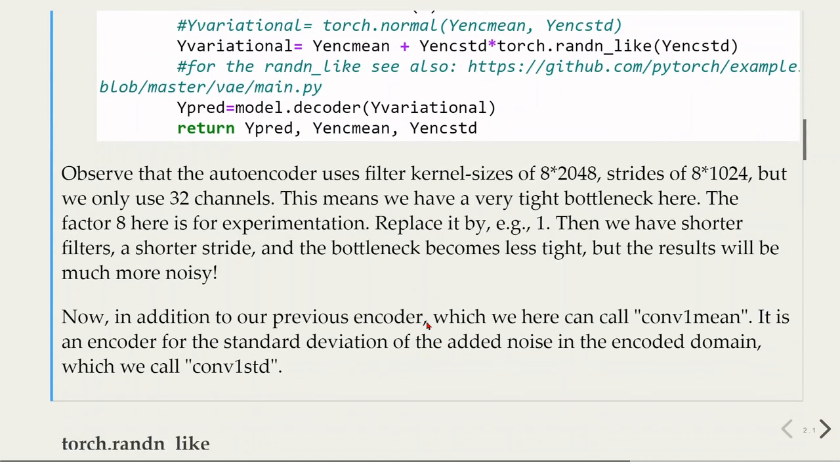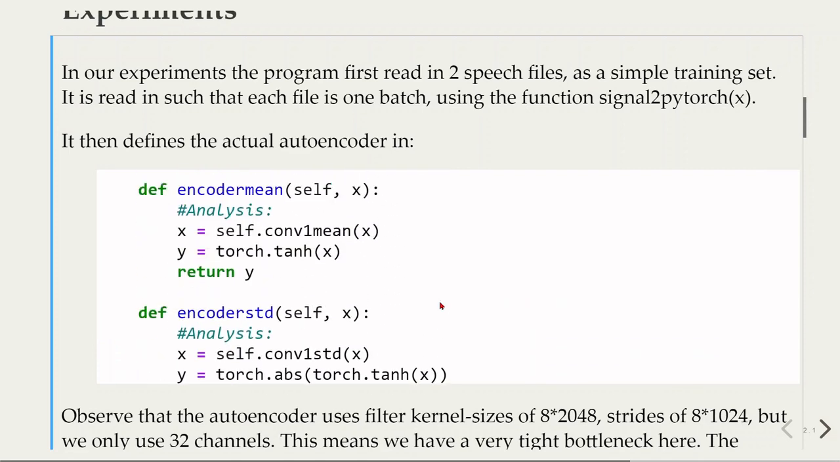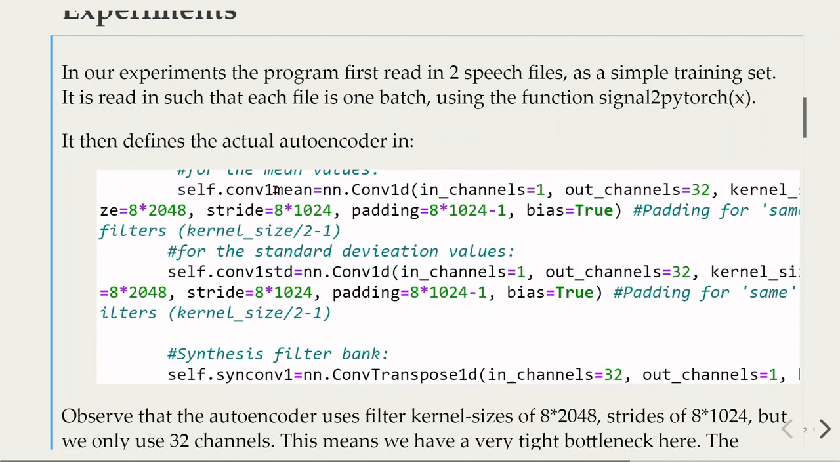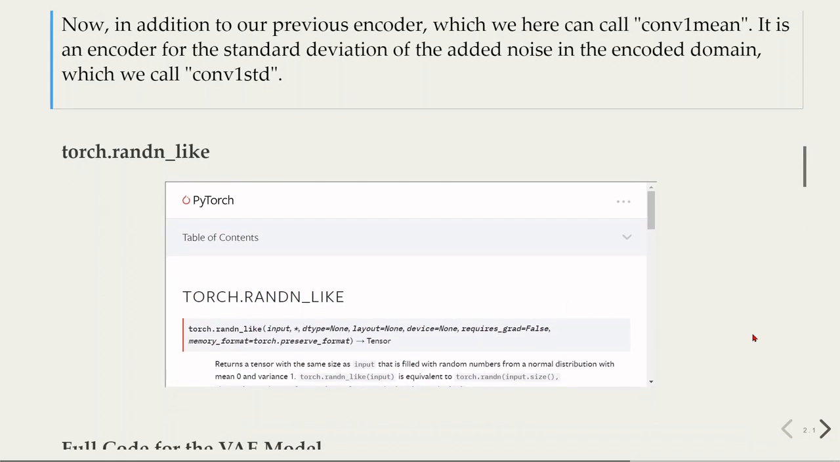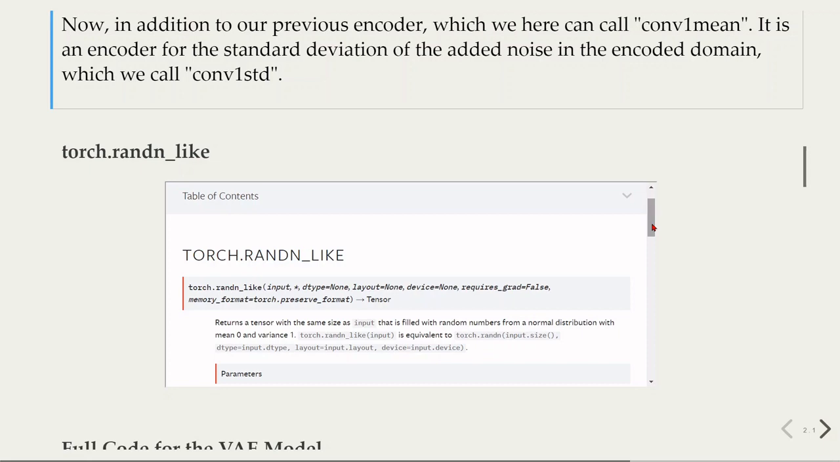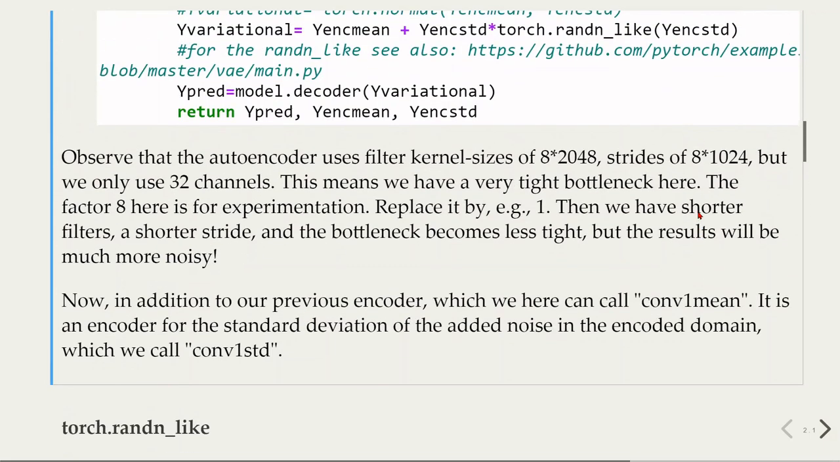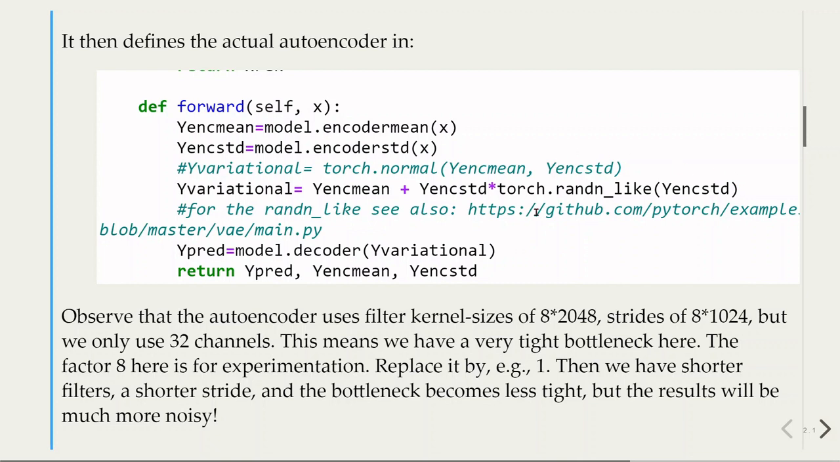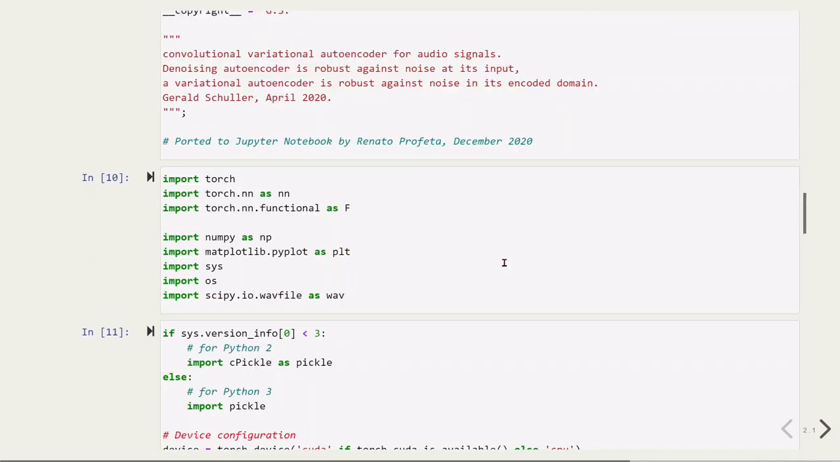Then we would have shorter filters, shorter strides, and the bottleneck becomes less tight, but the results will be much more noisy. And in addition to our previous encoder, which here we call the conv1 mean, there is also the encoder for the standard deviation of the added noise in the encoded domain that we're calling conv1 std. Like I explained before, we have the conv1 mean and the conv1 std is the torch rand and like, and it returns a tensor with the same size as input that is filled with random numbers from a normal distribution with zero mean and unit variance, and this is what we are using here for this variational part.